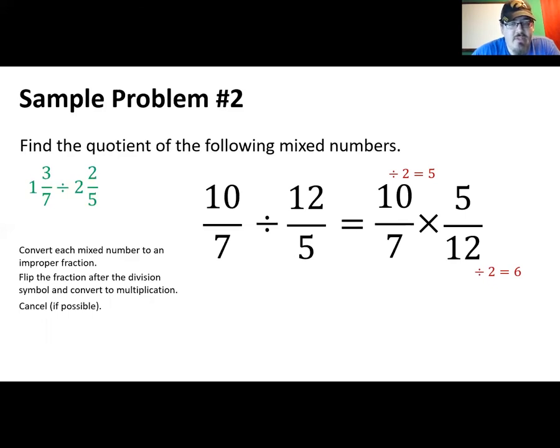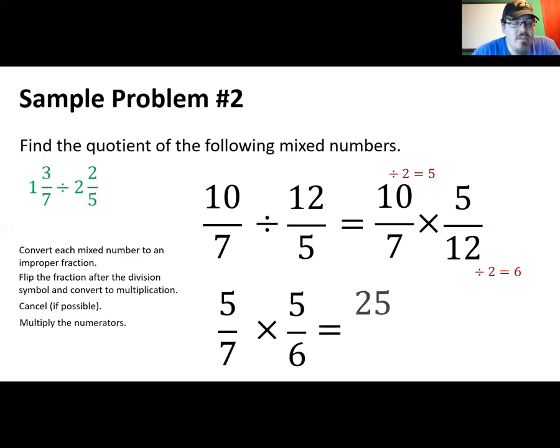Okay, so we cancel as much as possible. So we end up with 5/7 times 5/6. That's our problem after we've done the reducing ahead of time, essentially. Now we multiply the numerators, and then we multiply the denominators. So we end up with 25/42.